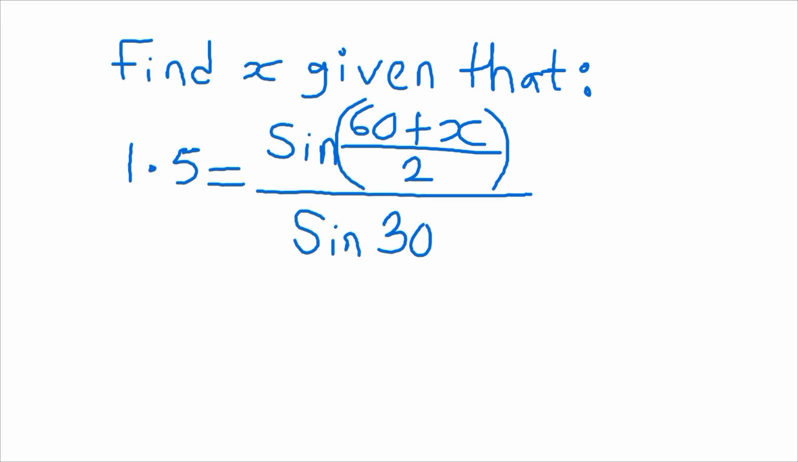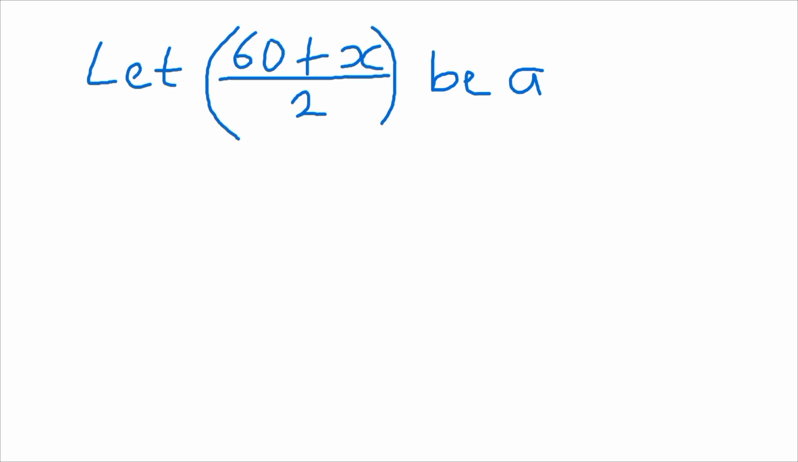So the best way to solve it is to take 60 plus x over 2 to be a particular letter, an unknown, and then that will make the simplification easier. So let's see how that is done now. We're going to say let 60 plus x over 2 be a.